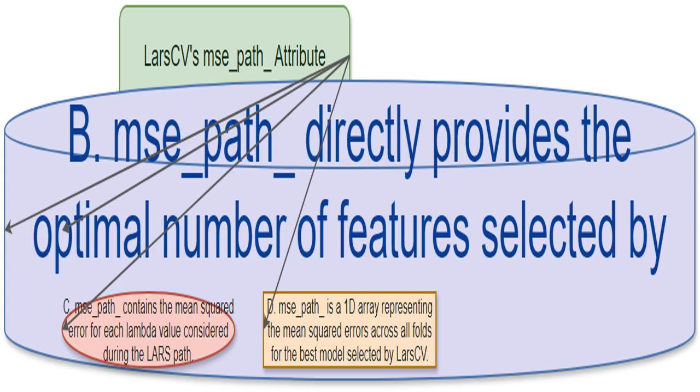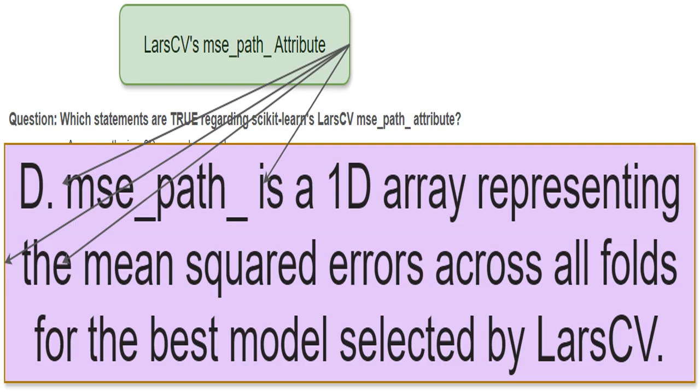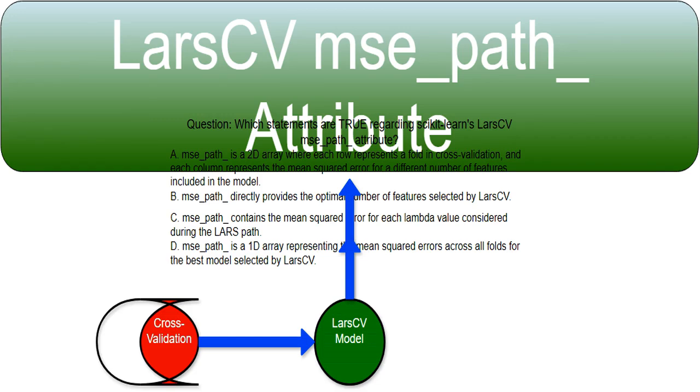Nope. While MSEPATH helps LarsCV find the best number of features, it doesn't state it explicitly. The best number is determined separately by looking at the lowest MSE value and is stored elsewhere in the model's results. Incorrect again. MSEPATH isn't a 1D array, it's actually a 2D array. And it doesn't only show the MSE of the best model, it shows the MSE for every model considered across all the cross-validation folds. I'm talking about the MSE_path_ attribute from the scikit-learn's LarsCV function. It's a key piece of information that helps us understand how well the model performed during the cross-validation process.